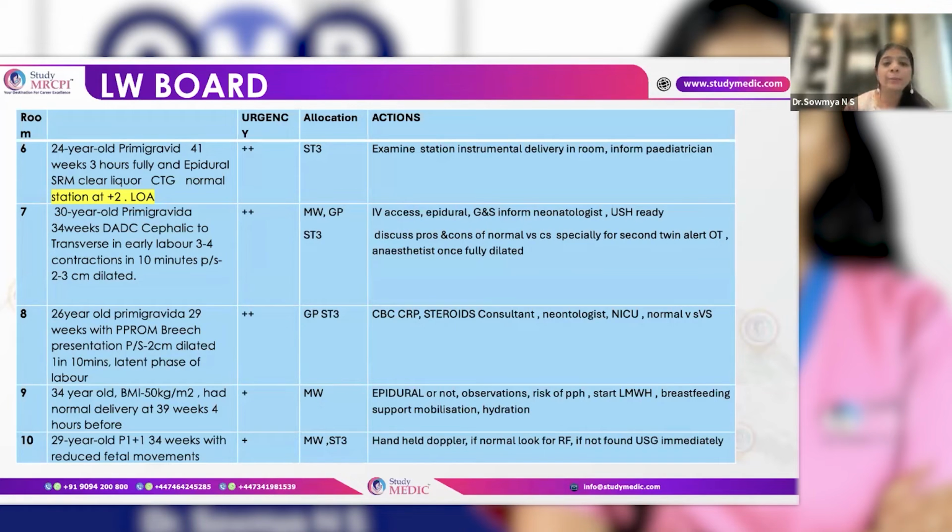And again, room number 8, the GP has to be seen because we don't know whether it is a diagnosed or undiagnosed breech, what is happening, and whether the CTG is fine, whether the baby's heartbeat is good. So a doctor has to see, followed by which you would be seeing. Room number 9, very important, VTE prophylaxis you can start as soon as possible, and definitely you need to talk about breastfeeding and all those things. And room number 10, for sure, depending upon the cause.